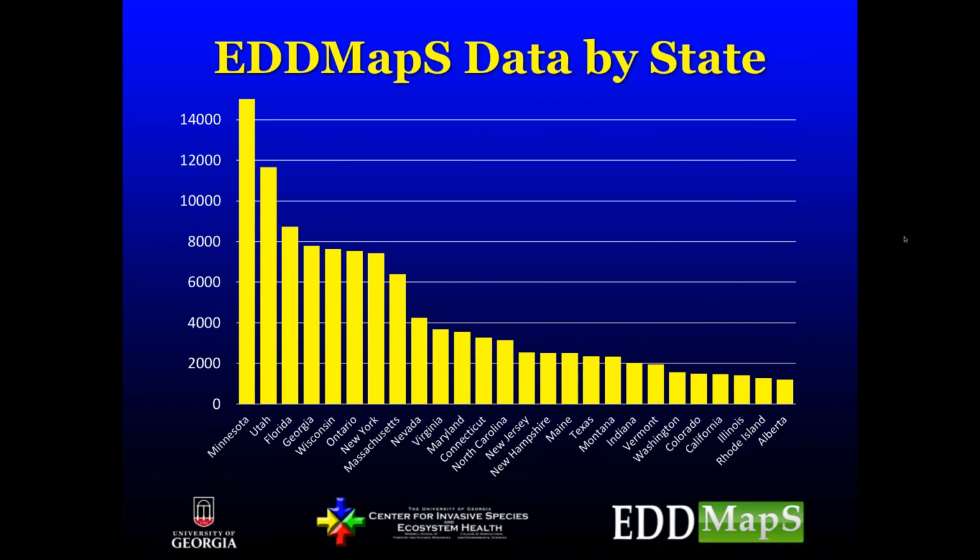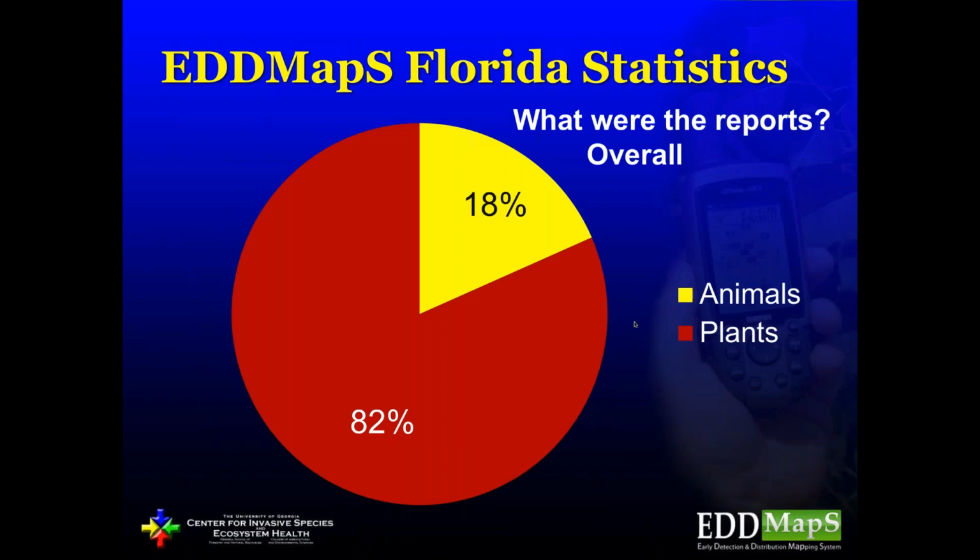But as you can see, Montana is one of the higher states that have been contributing to EDDMaps, and what we've seen is as more outreach is being done and more education is being done, then that is when we really start seeing more data coming in from an area.